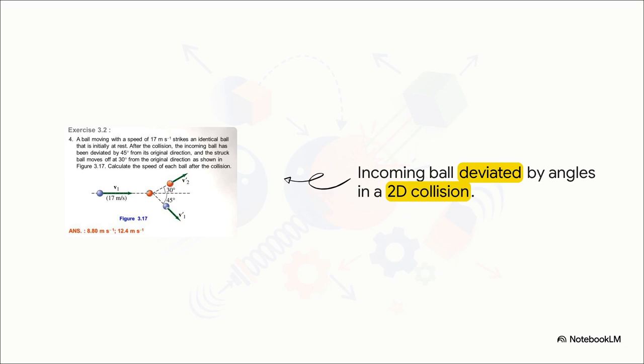Or we can use our 2D glancing collision steps on this classic setup. An incoming billiard ball traveling at 17 meters per second strikes an identical stationary ball. They scatter, one deviating by 45 degrees, the other by 30 degrees. By setting up our x-component equation with cosines and our y-component equation with sines, we can perfectly predict the future speeds of both of these balls as they scatter across the table.